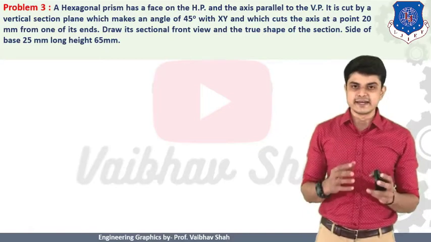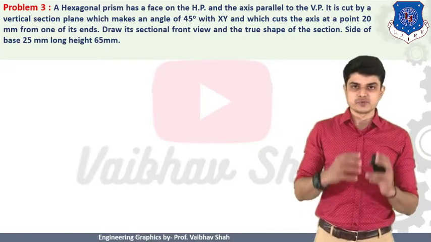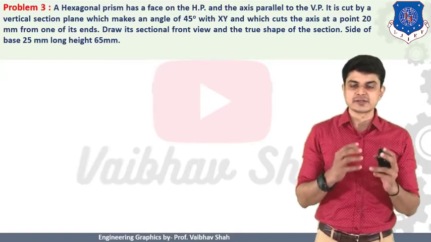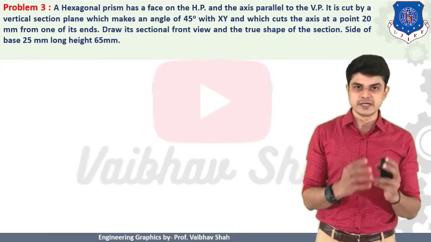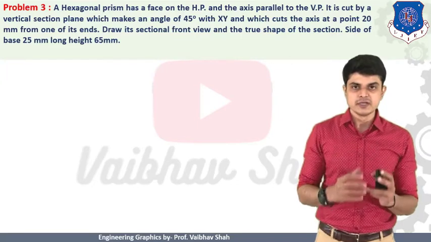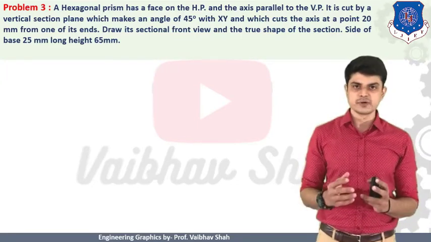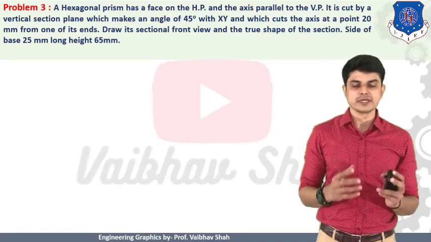It is said that it is cut by a vertical section plane. So a vertical section plane is nothing but your AVP, making a certain angle with your vertical plane. So here it is your vertical section plane. So now we will be cutting our object by the vertical section plane. So we should be drawing the sectional front view and true shape of the section.